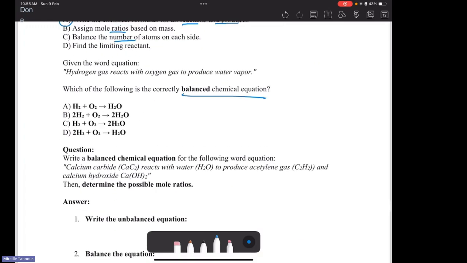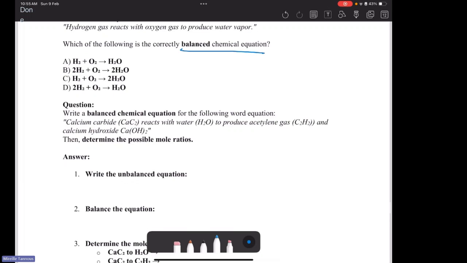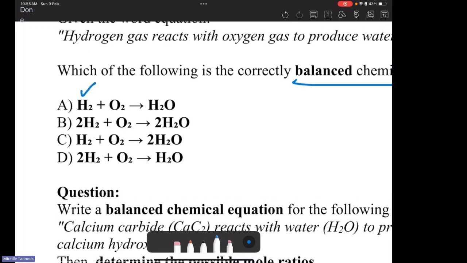Now, which of the following is a balanced chemical equation? Let's count. 2 hydrogens here, two hydrogen. Hydrogen is balanced. 2O versus 1O, not balanced. Well, look at this one. It is balanced.